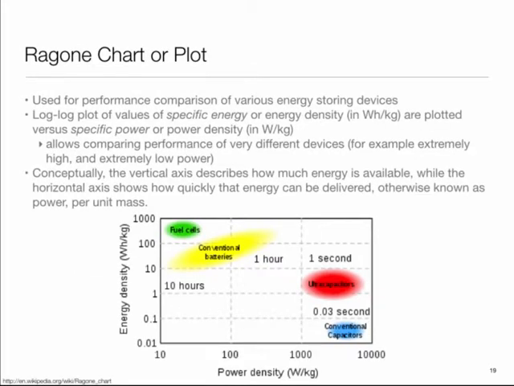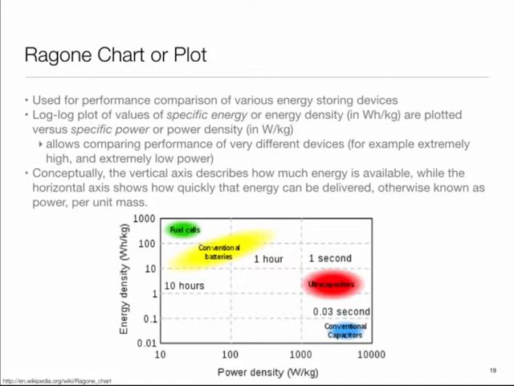Another way this effect is seen is by plotting batteries on something called Ragone plots. These are used to compare batteries in a somewhat different dimension. On the x-axis we have power density, and on the y-axis we have energy density. And what we are plotting here is how batteries do in terms of these two dimensions.